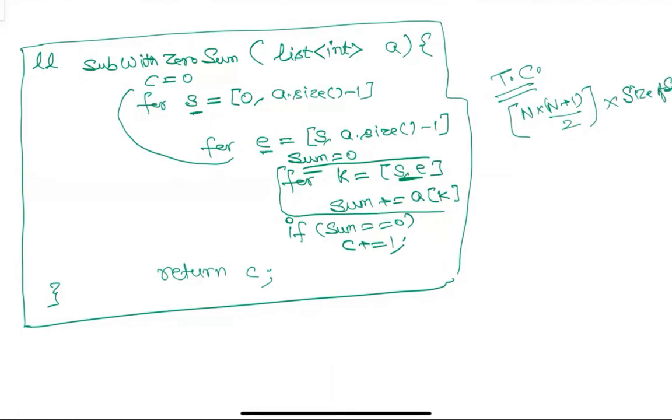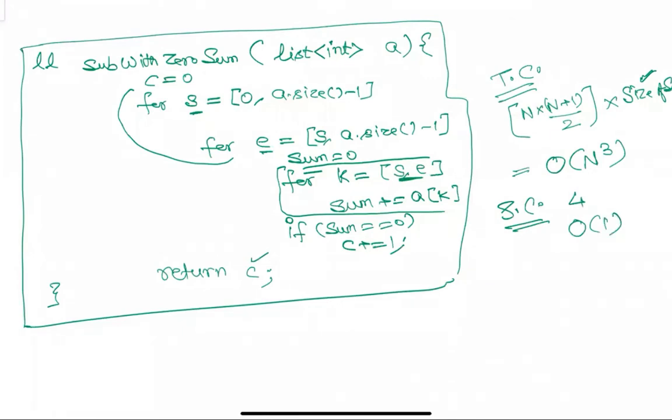subarray. Now we just do an approximation. We say the size of the maximum subarray will be n. So when we go and say bigger-O wise, we call it n cube. And space complexity wise, we are not using any extra space. We are just using S, E, sum, and C variables. 4 variables used, so that is big O of 1.